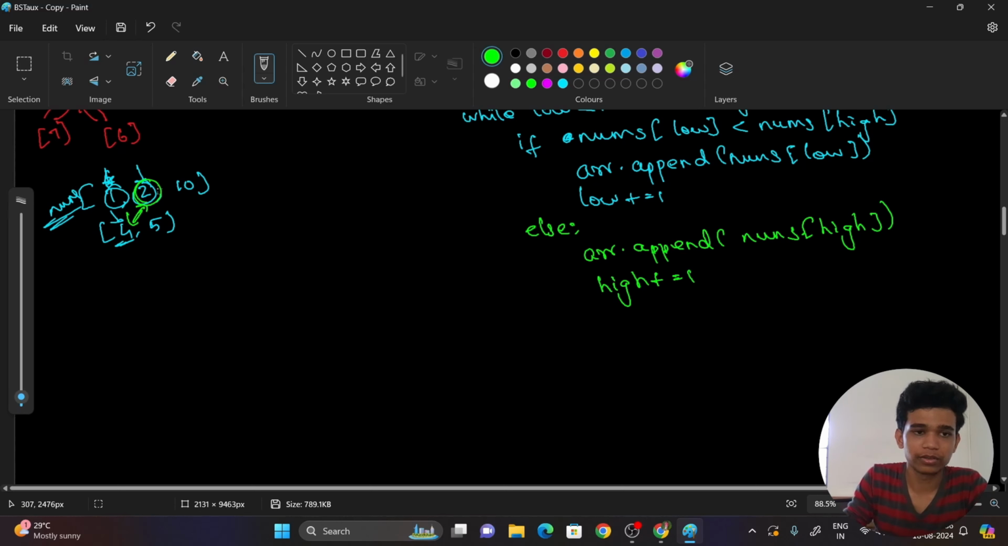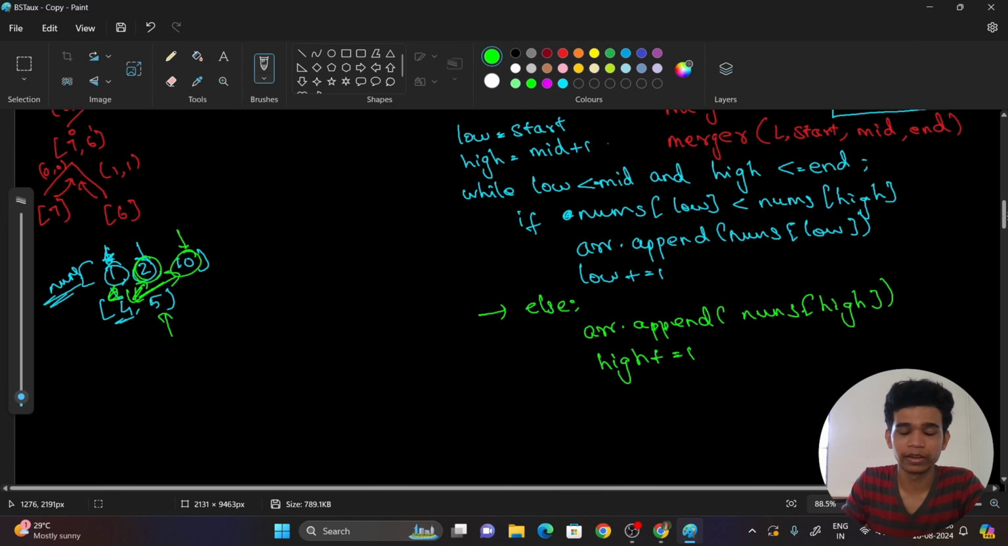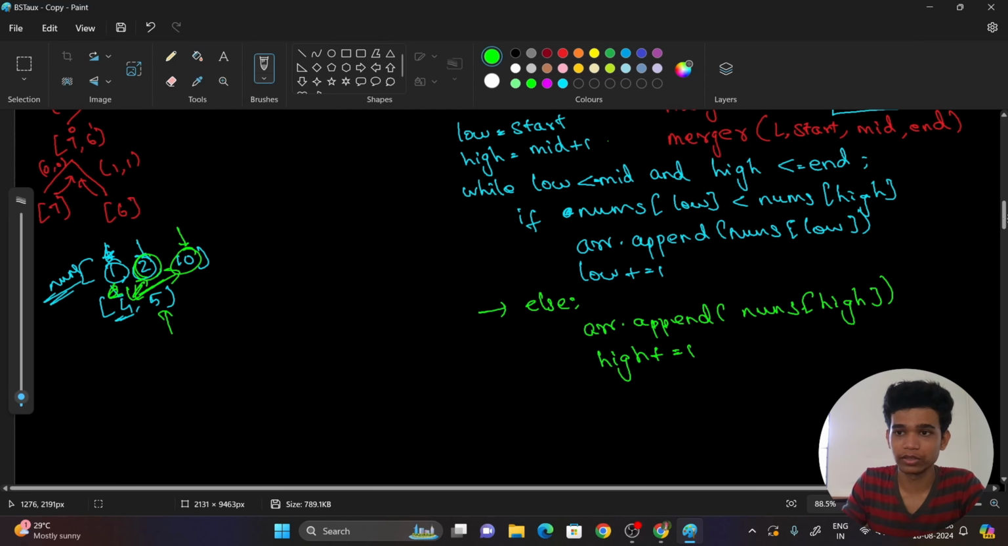So see here also the low is smaller, right? So the pointer moves here. Once the pointer moves here, when I am comparing this 4 and 10, this condition will execute, and this 4 will be kept, and this pointer will move this way. Can you understand this? So this is the whole merge function, but still we are left out with some value.